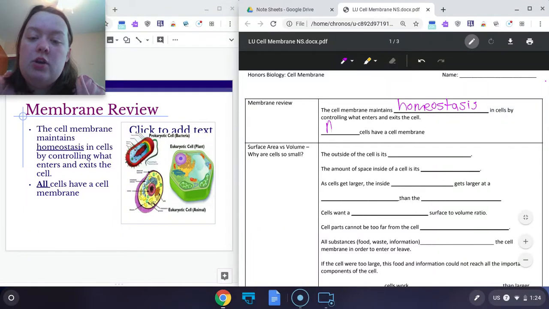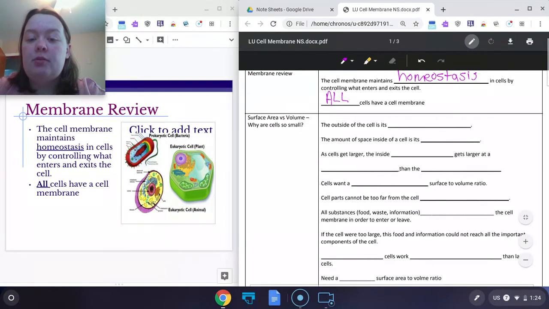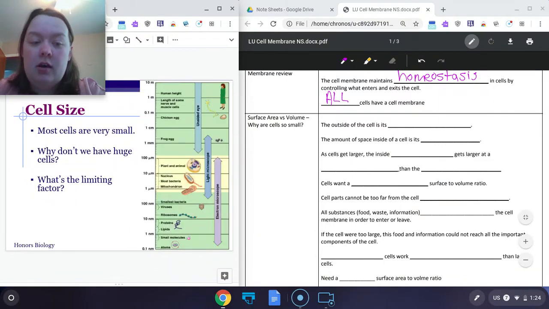We also stated that all cells have a cell membrane. Therefore, all cells will be able to transport things in and out of the cell. One thing that we know is that cells are relatively small. When we talked about cell types, we did say that the eukaryotic cell is larger than prokaryotic cells, but in general, cells are very small. We can't see them with our eyes. And that raises the question of, well, why don't we have cells that are bigger? Why are cells so small? What limits their size?